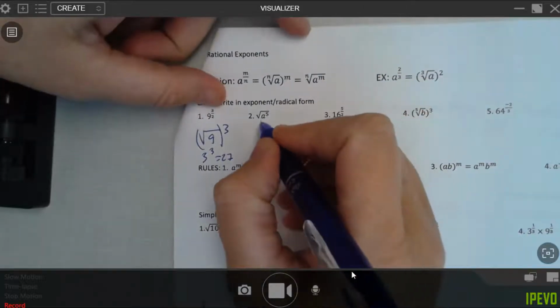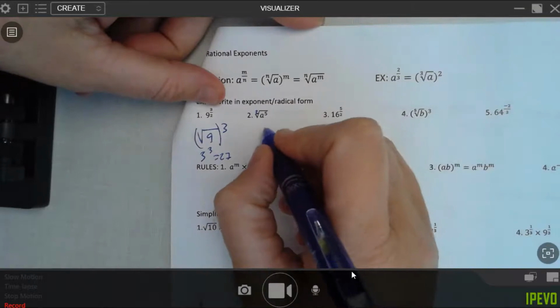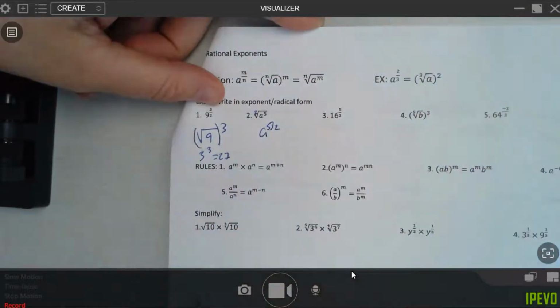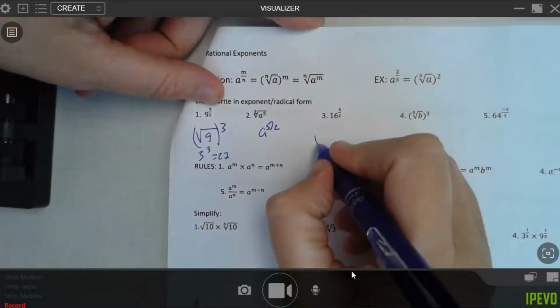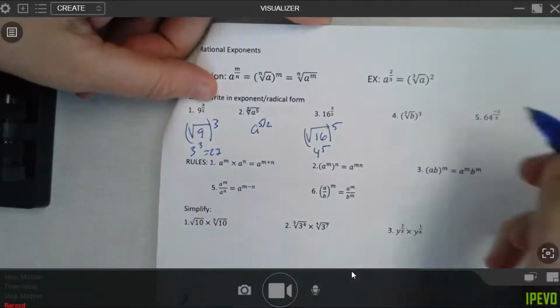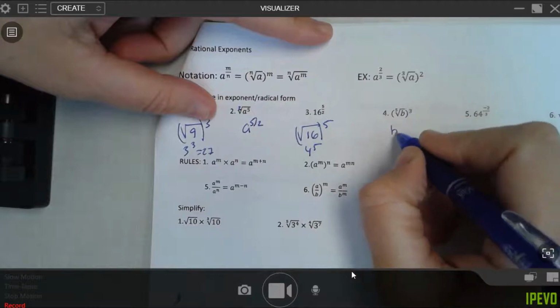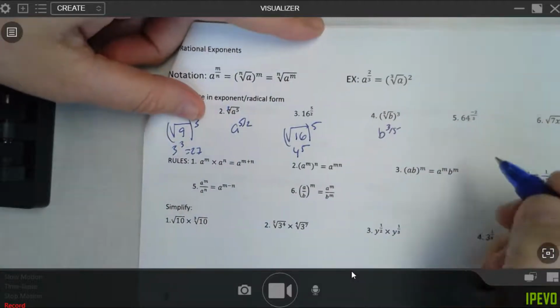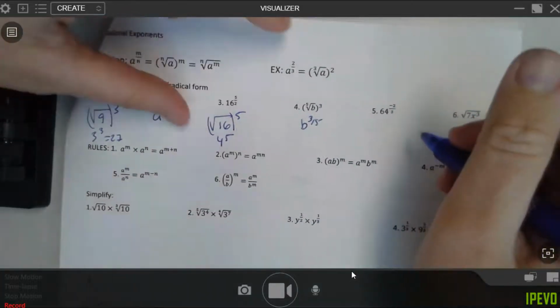So rewrite this. This is an imaginary 2 here. So it'd be a to the 5/2. This is a square root. The bottom number is the root. The top number is the power. So this would be whatever 4 to the 5th is. That's the root. It goes on bottom. You should try to pause and see if you can get these down.